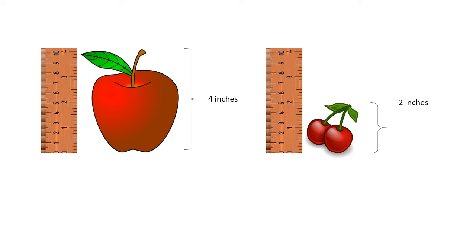So how much taller is the apple than the cherries? 4 inches minus 2 inches equals 2 inches. So the apple is 2 inches taller than the cherries.